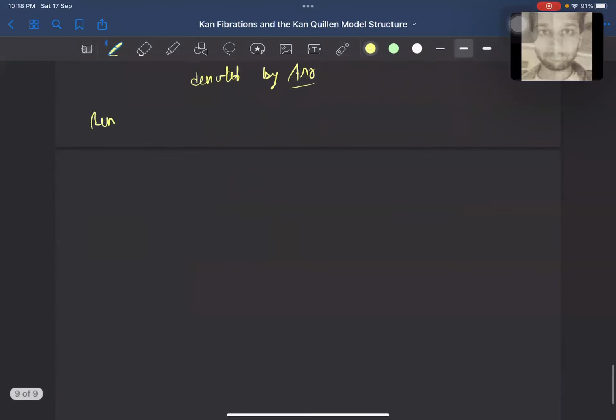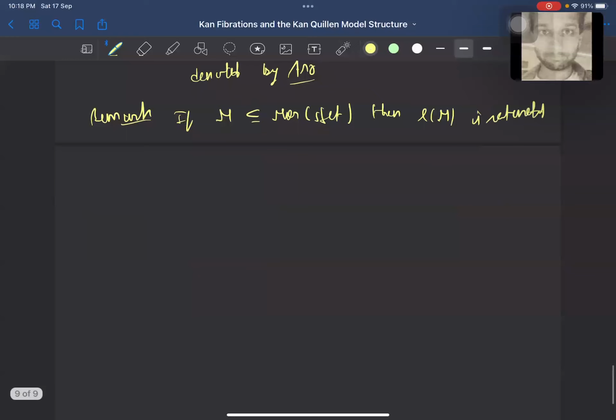So, a remark. If M is a class of morphisms in the category of simplicial sets, then the maps with the left lifting property with respect to all morphisms of M, this is the standard notation in Cisinski, is saturated. So this was a remark.